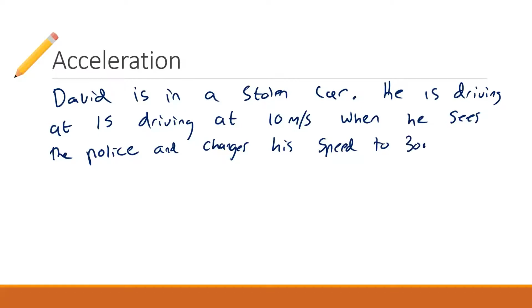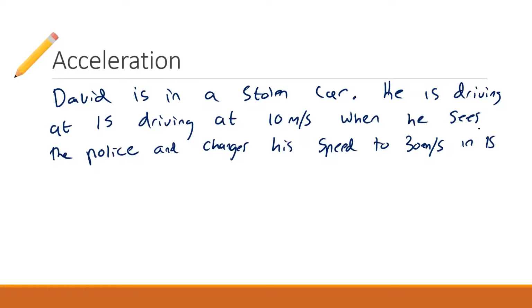When he sees a police car, he changes to maybe let's say 30 meters per second. This man's wanted. He's on the FBI. Let's say it takes him about 15 seconds to do that, right?